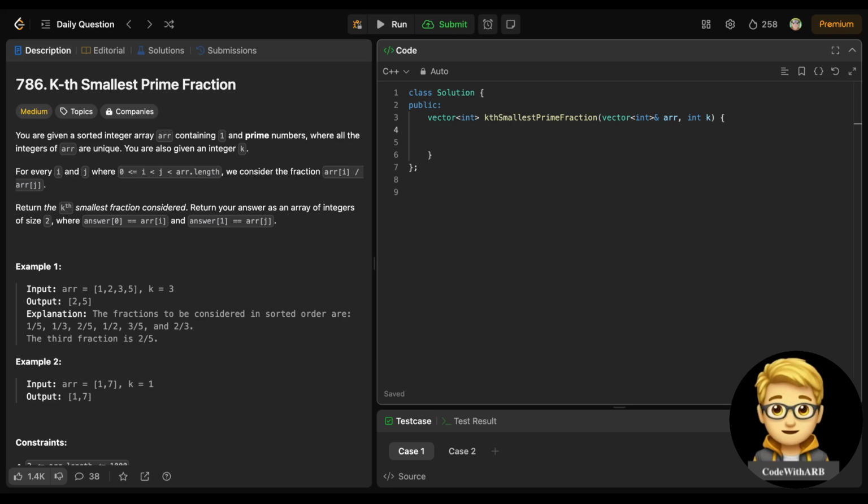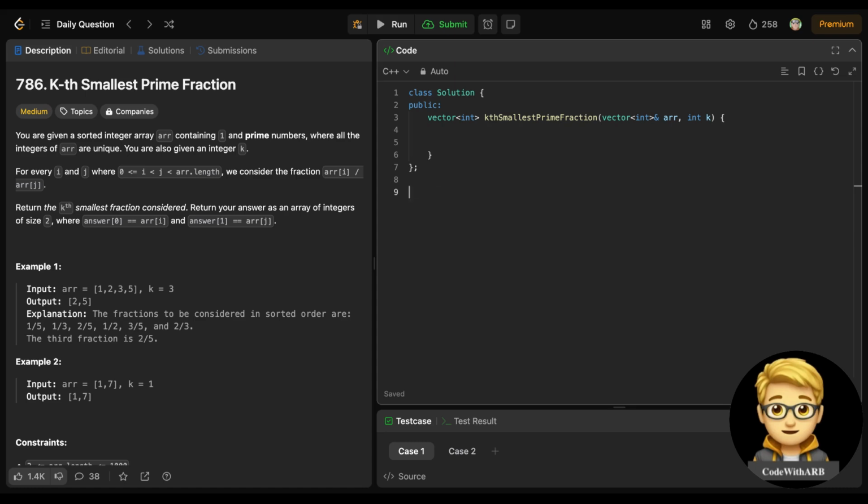So we are given an array of prime numbers only. So 1, 2, 3, 5 are all primes, and we are given a k value, and we need to return the kth smallest prime fraction, which will be made up of any combination of two numbers of the array. So in this question, we need to find the kth smallest fraction, right?